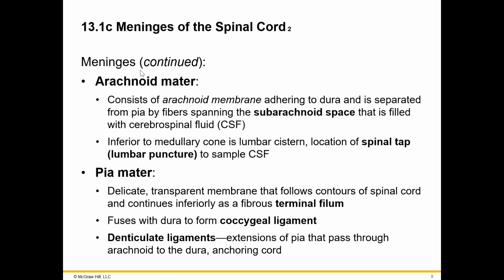Then, if we move now medially, we move now more to the inside from the dura mater, the most external layer, we move to the middle layer. We have the arachnoid mater. The arachnoid mater consists of arachnoid membrane adhering to the dura and is separated from the pia mater by fibers spanning the subarachnoid space that is filled with cerebrospinal fluid.